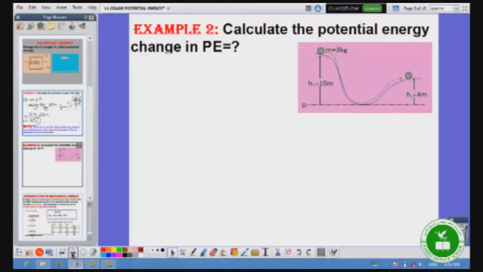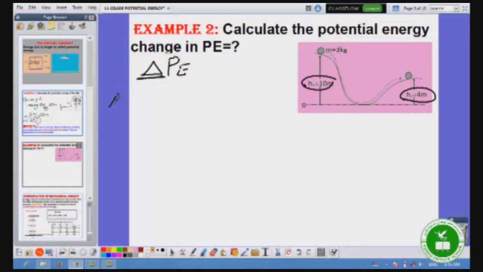Example number 2. Calculate the potential energy change. Okay, here we need to calculate delta PE, changes in potential energy. You see here, initially height was 10, now height is 4. If height changes, potential energy also changes. Here we are going to calculate changes in potential energy. Okay, delta means change, right?